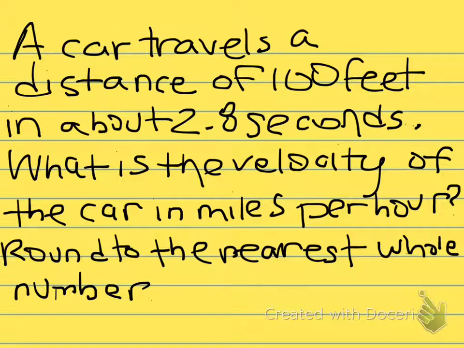And the last problem, this is what's called dimensional analysis, where we are changing the units. And it wants us to change 100 feet in about 2.8 seconds to miles per hour. So the car travels a distance of 100 feet in about 2.8 seconds. What is the velocity, or how much does the car travel in miles per hour? So we're going to change feet per second here to miles per hour. So to do this, I'm going to set up a ratio, 100 feet over 2.8 seconds. And I'm going to include the units, because that will help me. 2.8 seconds.